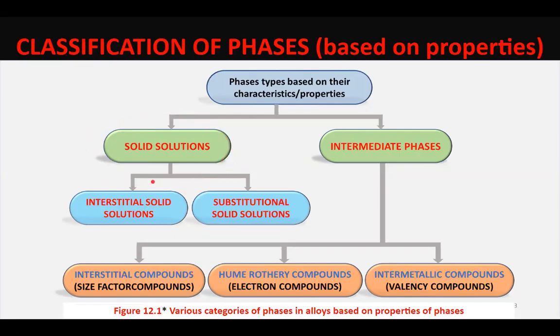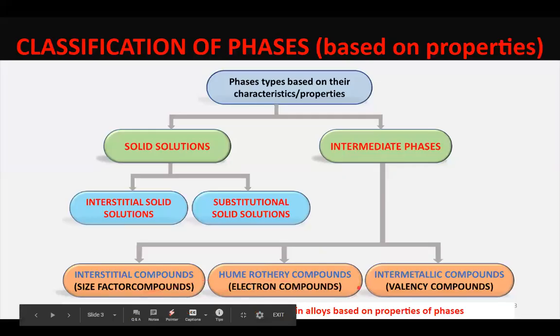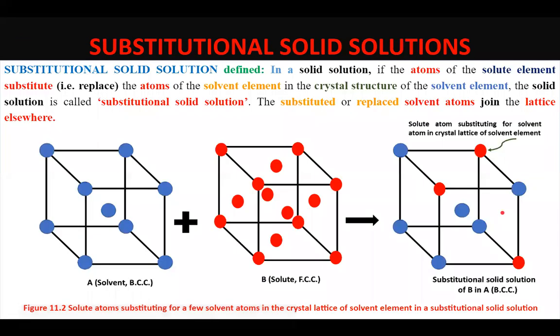we had also said that at least one of the phases that is seen in an alloy system must be a solid solution. And if you see a phase which is not a solid solution, then it is an intermediate phase. And then we had gone on to say that solid solutions are further of two types and intermediate phases are further of three categories or three types. Now let us discuss them one by one.